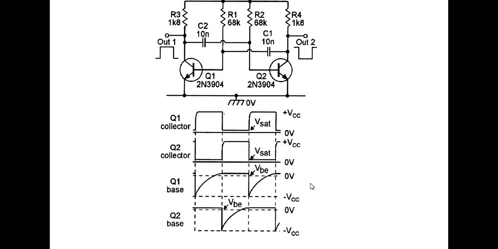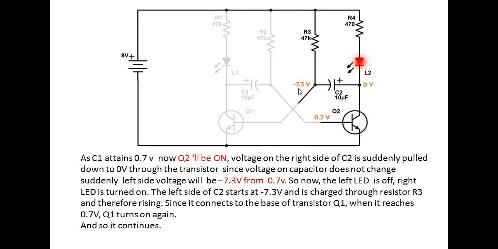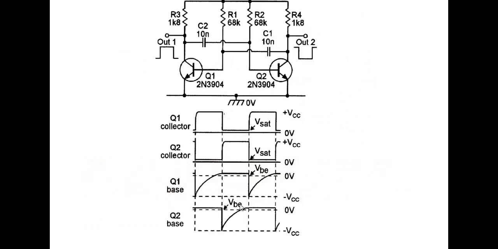How can we say Q2 is off? Look at the voltage graph here. This is nothing but negative voltage, and this negative voltage is applied at the base of the Q2. That's why Q2 is off. Off means output is high. How much negative voltage have we seen there? Minus 7.3. Look here, this is nothing but minus 7.3. Minus 7.3 applied to the base of one transistor means that particular transistor will be off. Off means output is high.